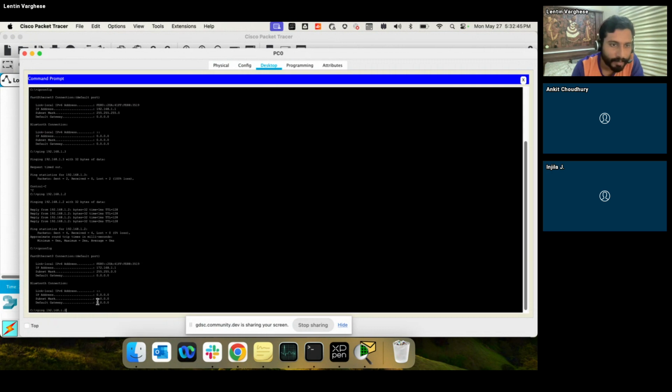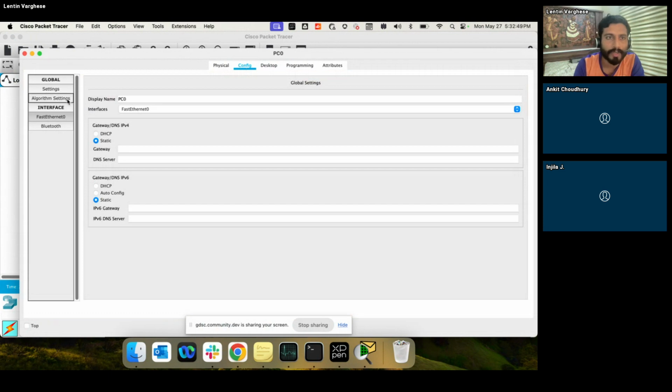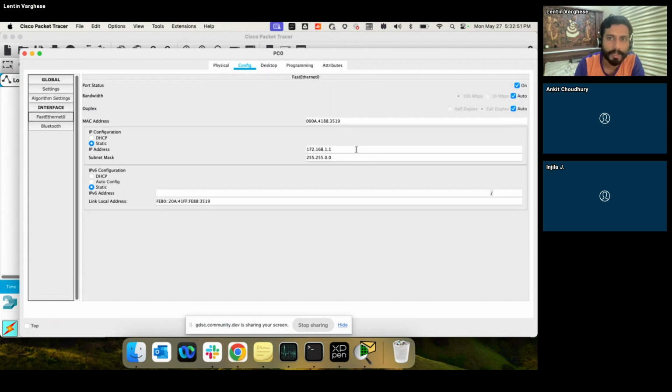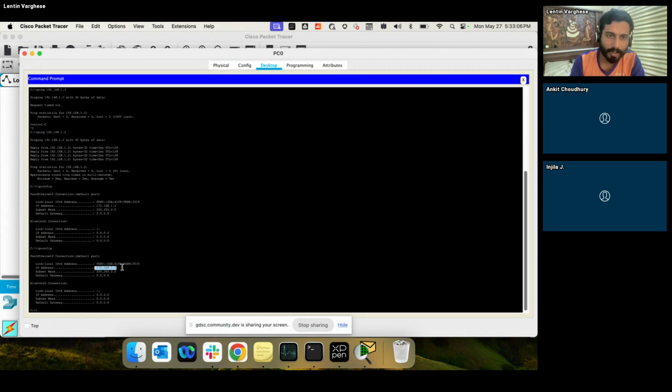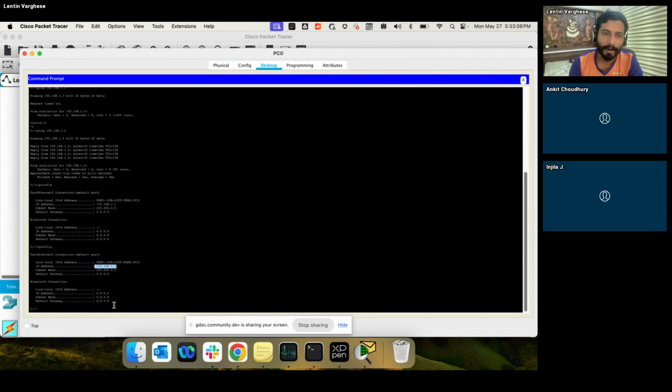Wait, what did you just do? Just a second ago? Oh, yeah, sure. I went to the config, went to the FastEthernet, and changed the IP address from the 192 series to 172. Came back to the terminal, checked if the IP address got configured, and yes, it's configured. Now, will I be able to still ping the other computer and get a response?